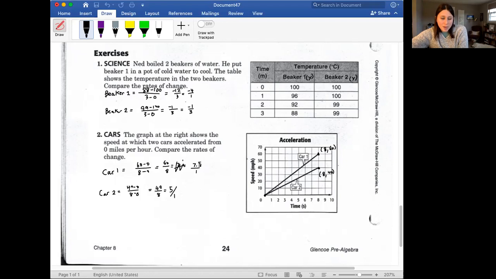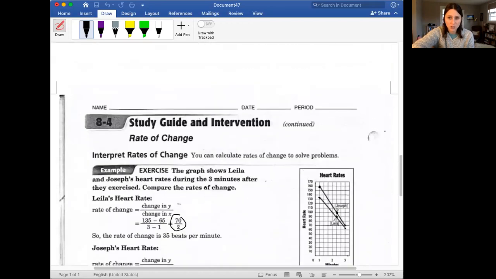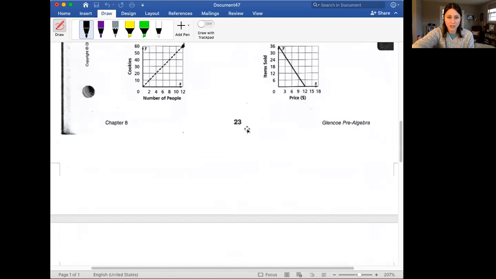So this is basically car 1 is describing that it goes up in speed 7.5 miles per hour per second. And car 2 goes up 5 miles per hour per 1 second. And so we could say car 1 is definitely faster because it's traveling further in 1 second. And so when you add up those seconds, car 1's going to be way faster. Okay, and that's basically all you're doing. You're just comparing the rate of change between either 2 items or just looking at 1 item and describing the rate of change. That's it.